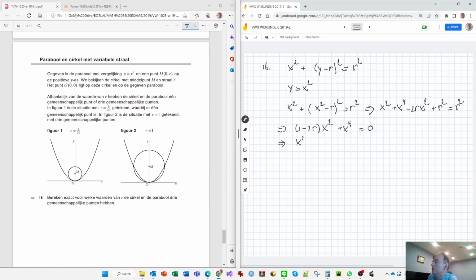I can factorize x squared, and let me write this first. It's x squared times x squared plus 1 minus 2r, oops, is 0. So this is true when x squared is 0, or x squared equals 2r minus 1.